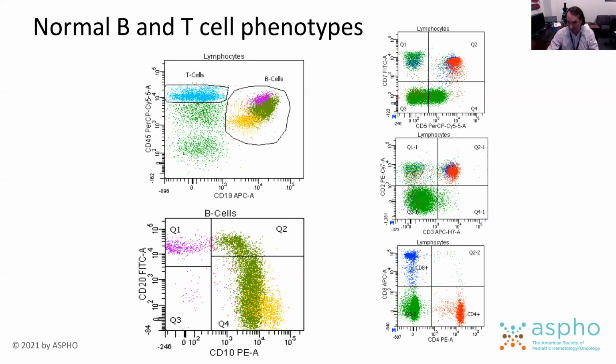So I'm going to approach this using a case-based model where I'm going to talk about classes of diseases and then discuss important subgroups within those classes of diseases, using cases as a launching point.